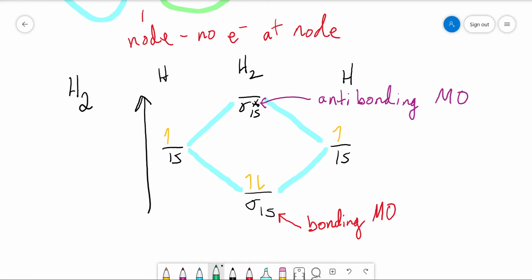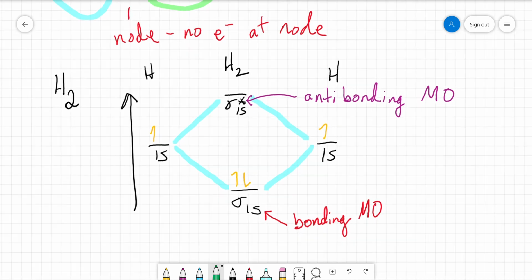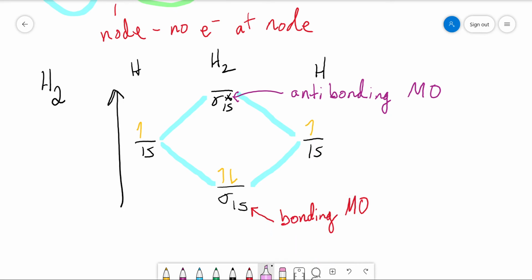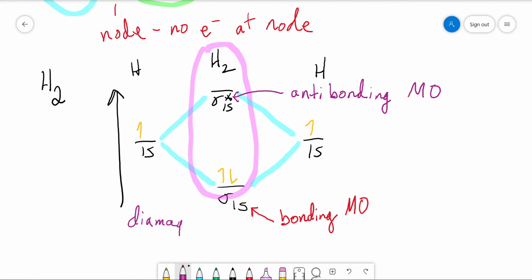So, there's one more thing we need to talk about. Well, first off, let's just answer a question right now. Is this paramagnetic or diamagnetic? So we're only looking at the H2 molecule. Okay? Is it paramagnetic or diamagnetic? Well, this is diamagnetic. And it is diamagnetic because we only have paired electrons in the molecule. Remember, off to the left and right, those are the lone atoms before they bonded. In the middle, that is the molecule.